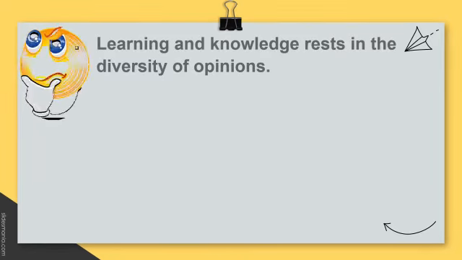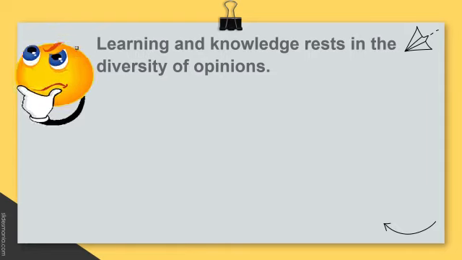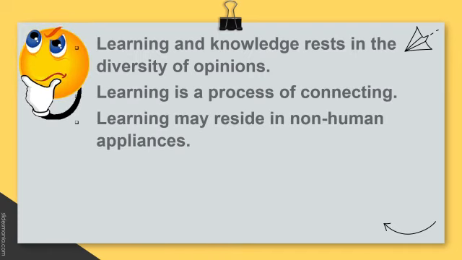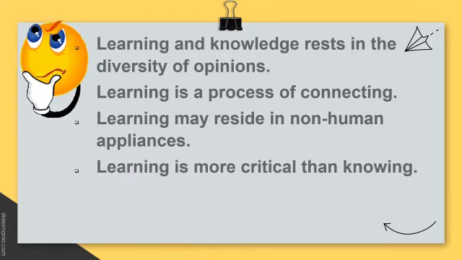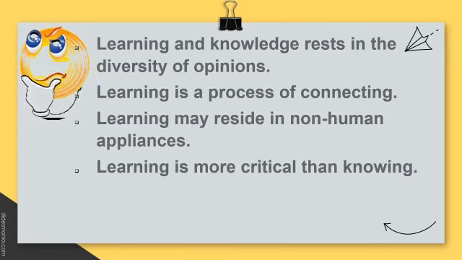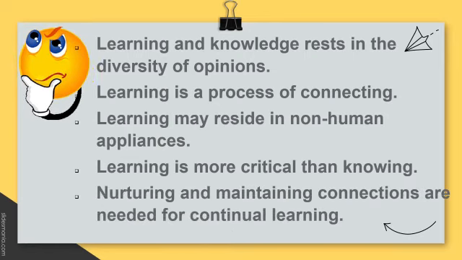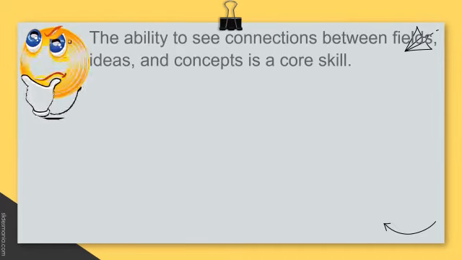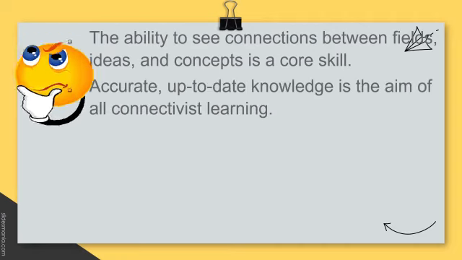One of these principles, according to Siemens and Downs, is that learning and knowledge rest in the diversity of opinions. Learning is a process of connecting. Next, learning may reside in non-human appliances. And learning is more critical than knowing. Another principle, nurturing and maintaining connections are needed for continual learning. And the ability to see connections between fields, ideas, and concepts is a core skill.